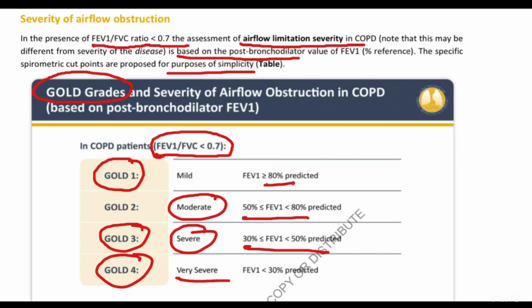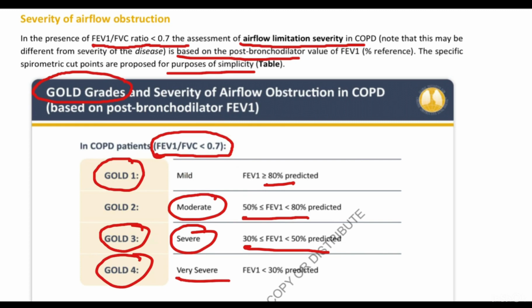Okay guys, now we will discuss the severity of airflow obstruction. So they are telling us that in the presence of an FEV1/FVC ratio less than 0.7, we will check the GOLD grading. So this is a compulsory criterion: FEV1/FVC should be less than 0.7 in every patient. After that, we will go for GOLD 1, 2, 3, 4.